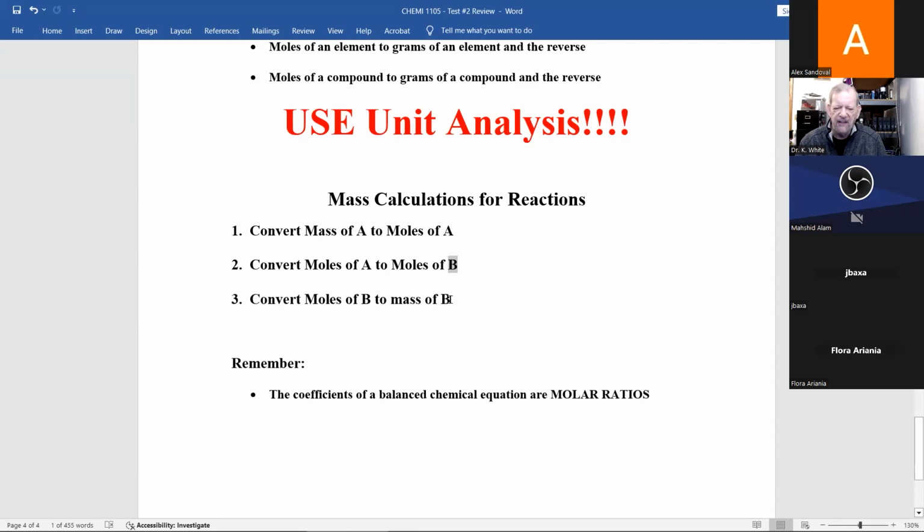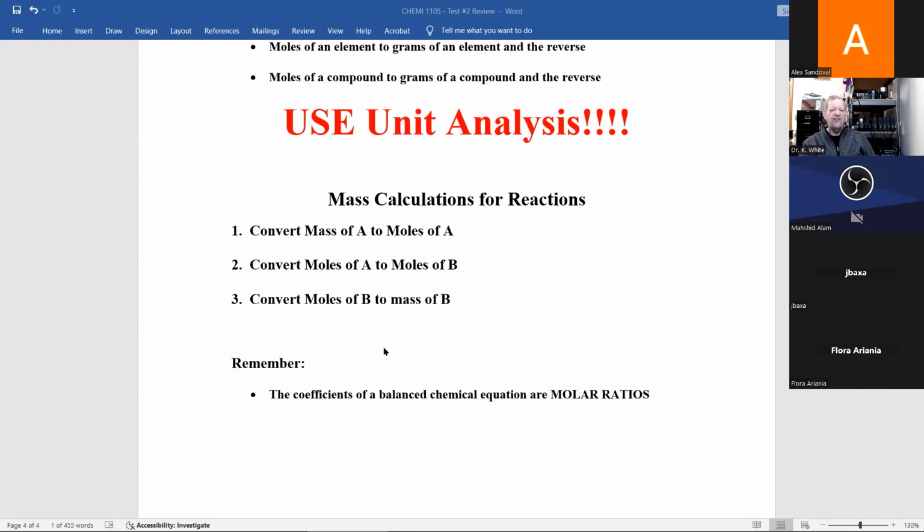the mass of B formed when you react the mass of A with something else. So whatever you're given the mass of to start with, you convert that to moles. And I just went through how to do that. And second step, now that you have moles of A, you convert it to moles of B. And I'm going to show you how to do this. And the third step, moles of B to grams or mass of B.